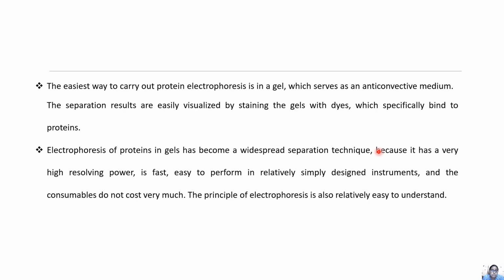So the easiest way to carry out protein electrophoresis is in a gel, and the separation results are visualized by staining the gels with dyes that specifically bind to proteins. Electrophoresis of proteins in gels has become a widespread separation technique because it has very high resolving power. It's fast, it's easy to perform in relatively simple instruments, and the consumables do not cost that much.